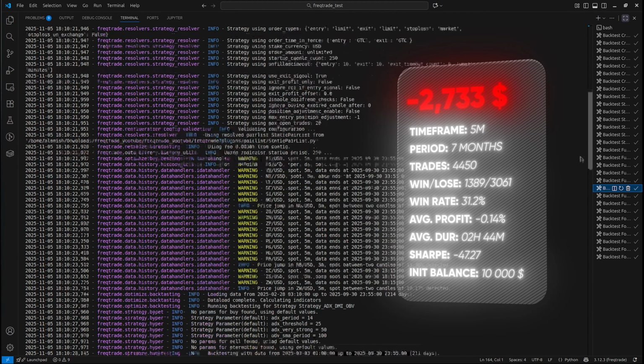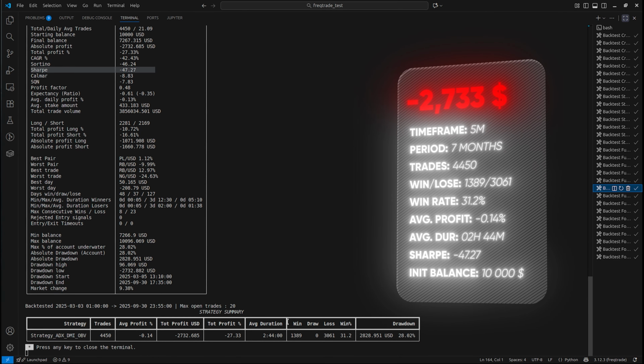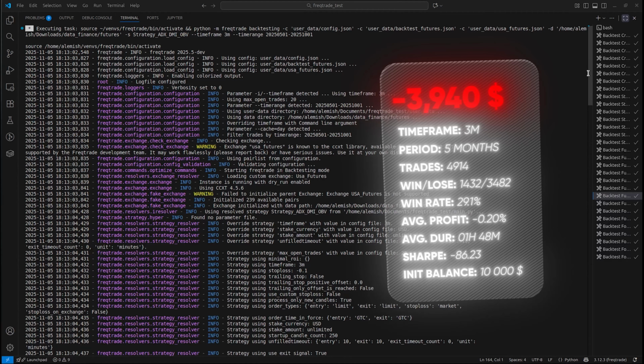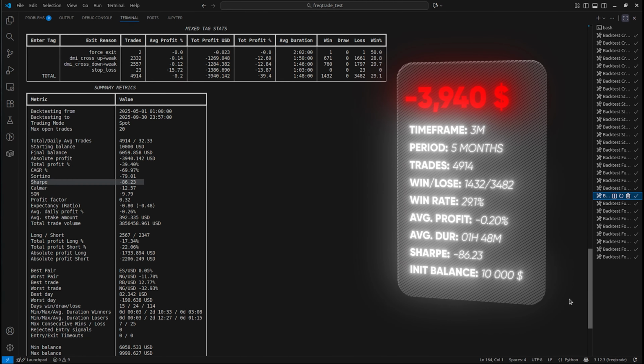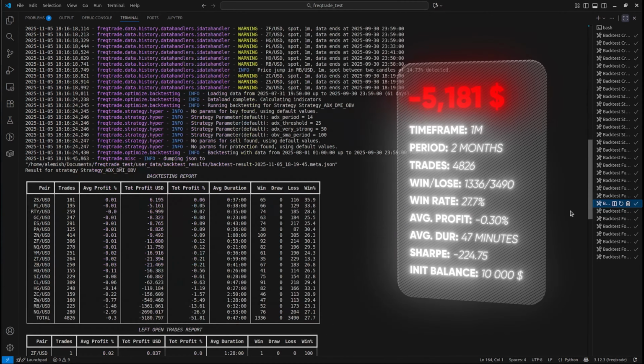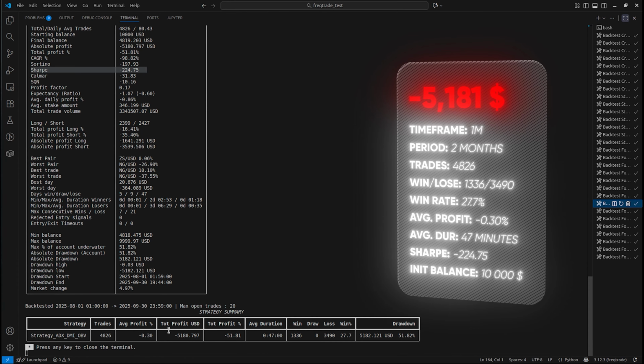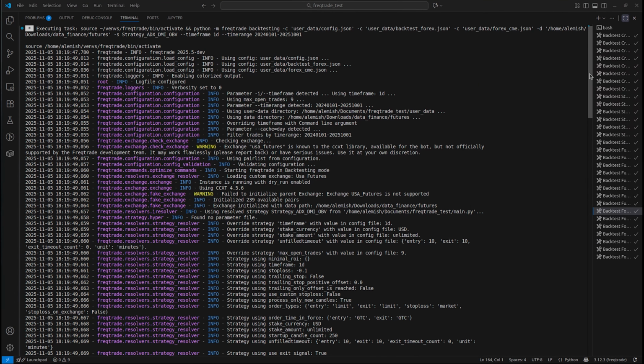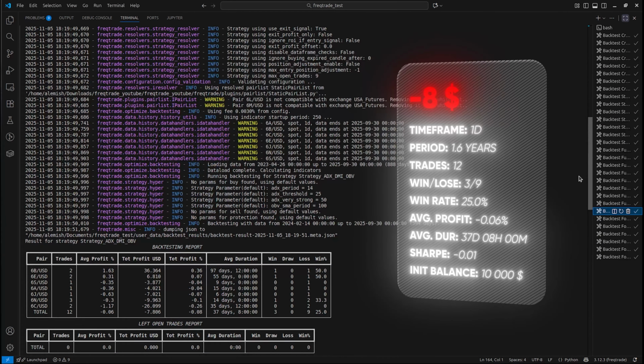5 minutes. And here we've lost $2,700. 3 minutes. And here we've lost nearly $4,000. And finally 1 minute. And this time we've lost more than $5,000. And finally let's move to Forex market, starting with 1 day time frame.